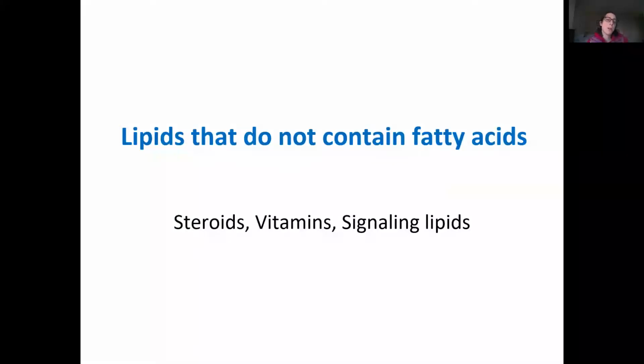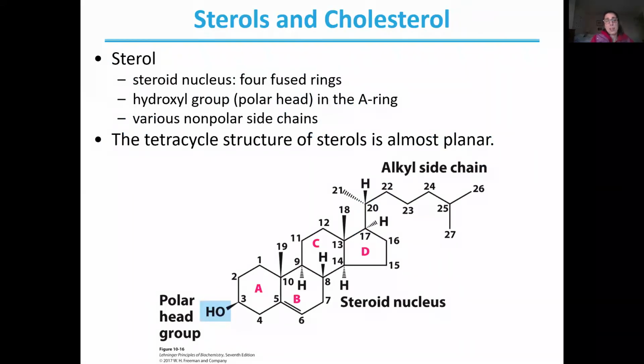Okay, let's now talk about lipids that do not contain fatty acids. Remember, this is our whole other section of special lipids that do not utilize these. All of those types of lipids we talked about before are triacylglycerides, glycerophospholipids, and sphingolipids. All of those utilize fatty acids in some way. But as we said in the beginning, there's a whole branch of lipids that don't use fatty acids.